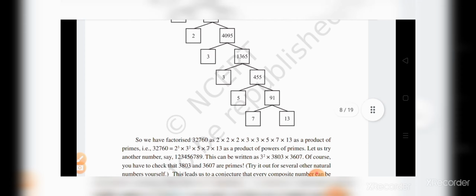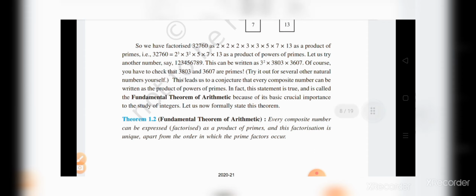And see all these numbers what we are getting: 2, 3, 5, 7, 13. All these are prime numbers. So this is the fundamental theorem of arithmetic that says every composite number can be expressed, means factorized, as a product of primes, and this factorization is unique apart from the order in which the prime factors occur.